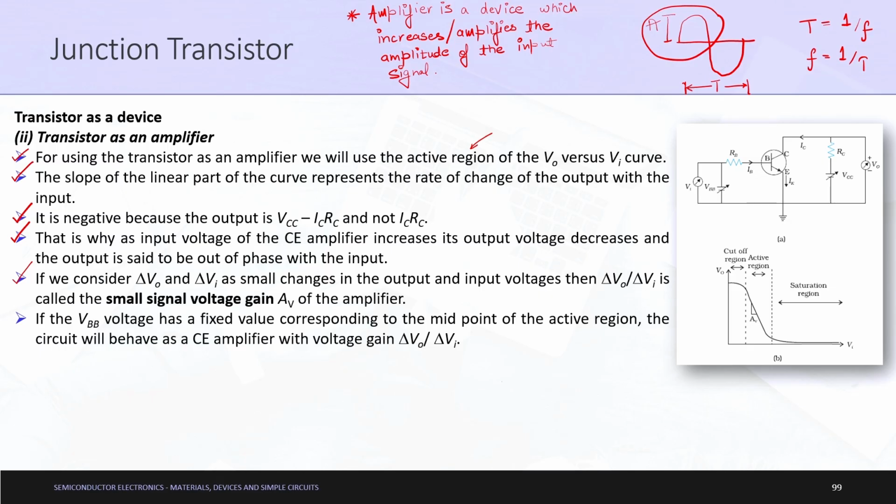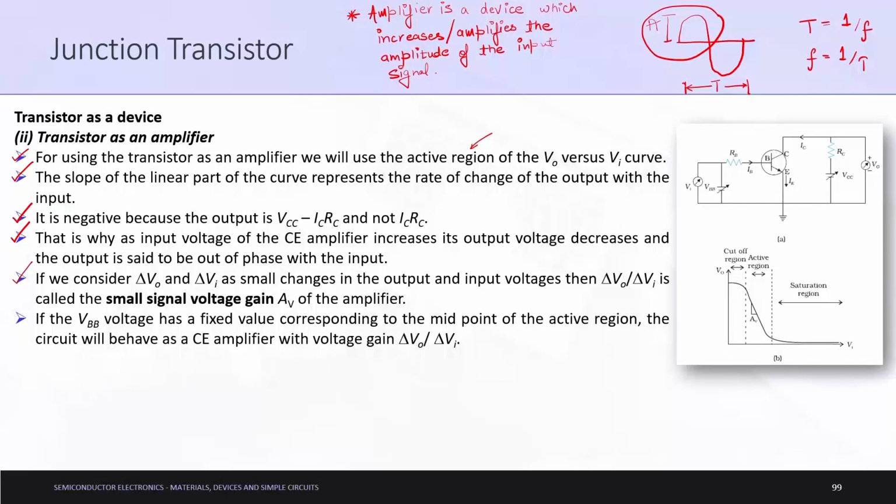Out of phase with the input basically means that if the first part of the sinusoid is in the positive direction, then in the output the first part of the sinusoid will be in the negative direction, and its amplitude will be much higher than that of your input signal. Okay. If we consider delta V naught and delta Vi as small changes in the output and the input voltages, then delta V naught by delta Vi is called the small signal voltage gain. Please remember, this can be asked in 2 marks questions, that what is small signal voltage gain.